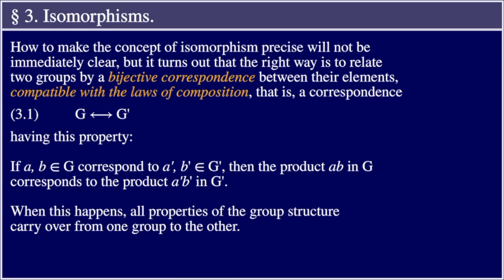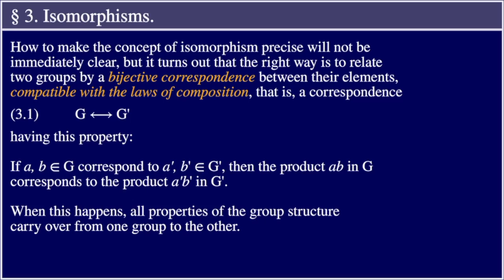How to make the concept of isomorphism precise will not be immediately clear, but it turns out that the right way is to relate two groups by a bijective correspondence between their elements, compatible with the laws of composition. That is, a correspondence, 3.1, G to G', having this property: if a and b, members of G, correspond to a' and b', members of G', then the product ab in G corresponds to the product a'b' in G'.